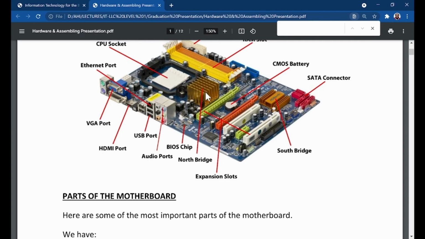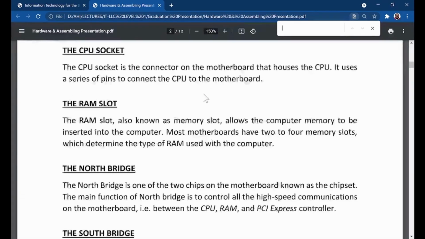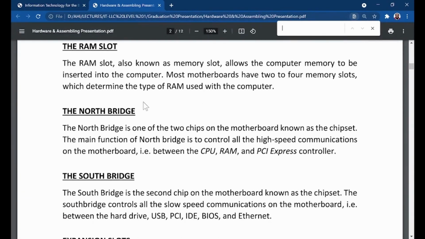Can you see? The nerve bridge has a bigger heat sink. Now let's talk about what the nerve bridge does. Are you ready to know? Okay, I told you that it's very important. I'm going to read it and I'll explain it.